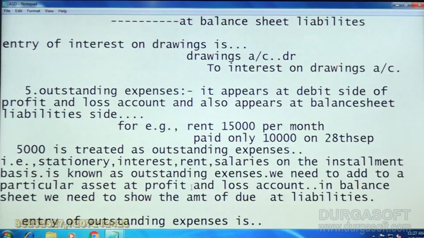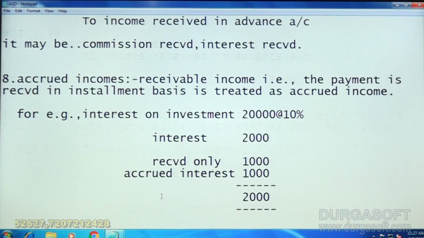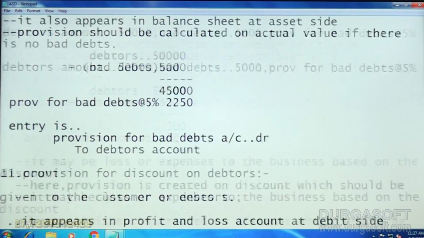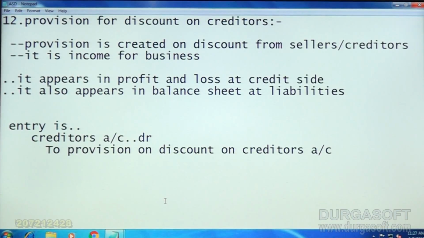So these all are the adjustments which we have completed, and next we can see the final accounts, how we will face the problems, what are the adjustments, and how to write the entries for all those. Okay.